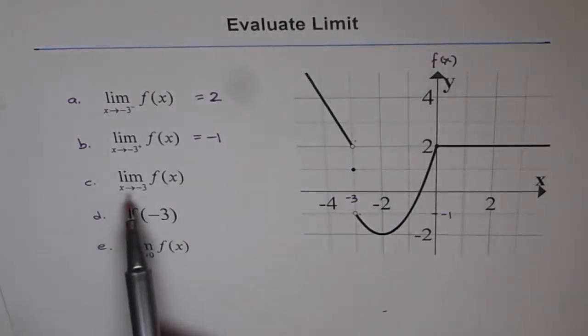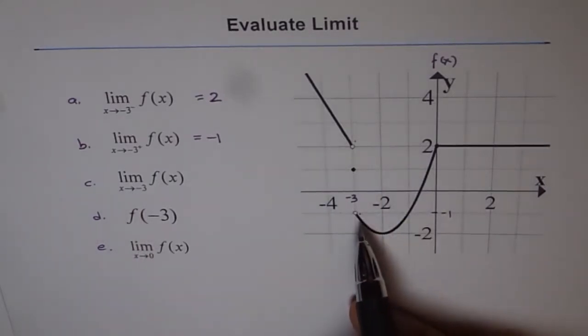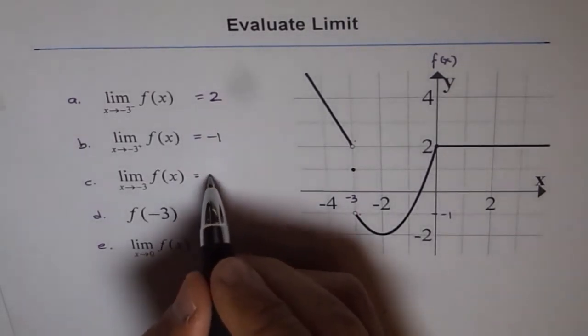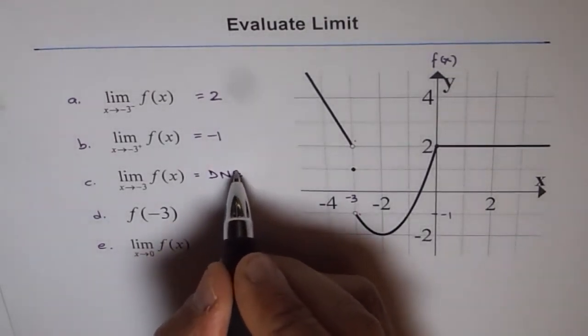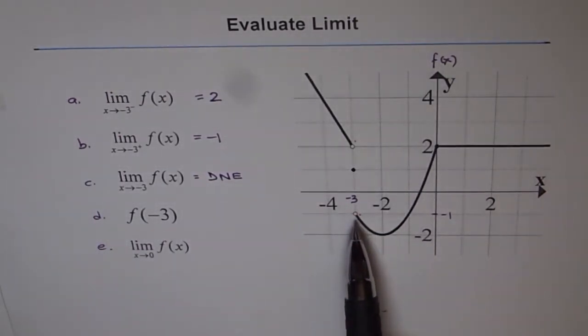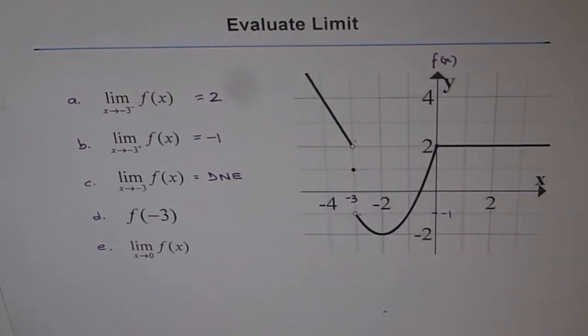Now, the C is limit of the function when x approaches -3. That means we have to see left side and right side limit are the same. Now, they are 2 and -1. So we say it does not exist, since the limits from left side and right side are not same, correct? And that also shows discontinuity, a jump discontinuity.